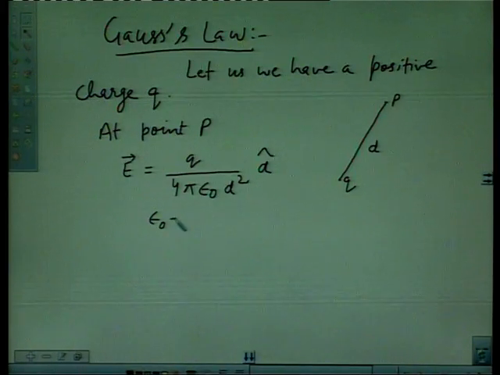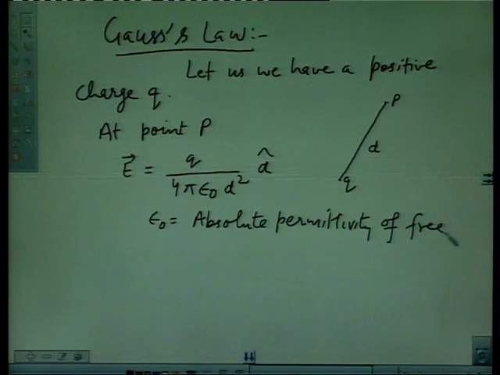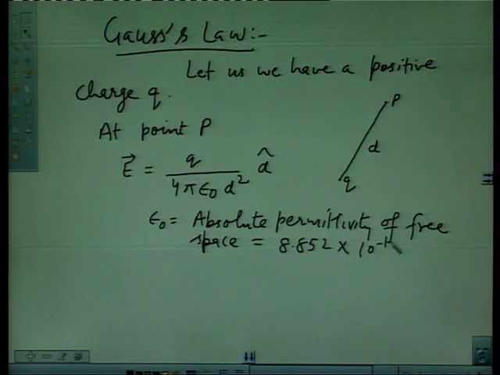Epsilon naught is the absolute permittivity of free space. Its value is equal to 8.852 into 10 raised to power minus 12 for vacuum. So, if we have a charge located in vacuum, then we have this much value.